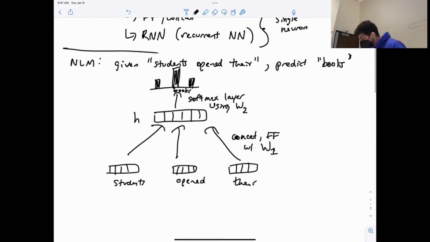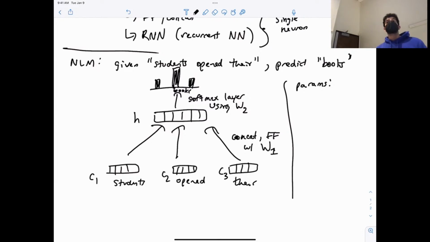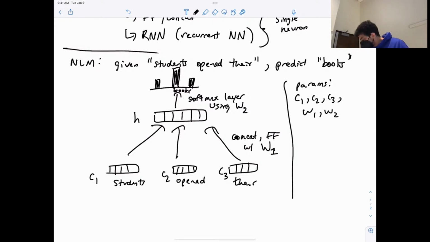So what are the parameters in this model? What exactly are they? These word embeddings are the C sub i's. So what are all the different parameters in this model? And W1 and W2, right? So these are all the parameters in my model. All of these other things, namely H, and we can call this O, the output probability distribution, are just products of the parameters of this model. They're intermediate variables. They're not actually learned parameters.